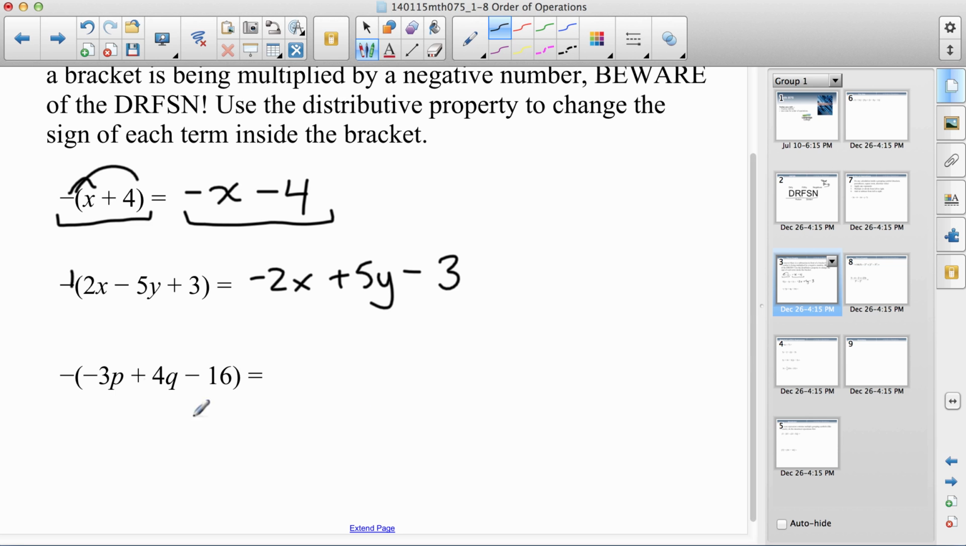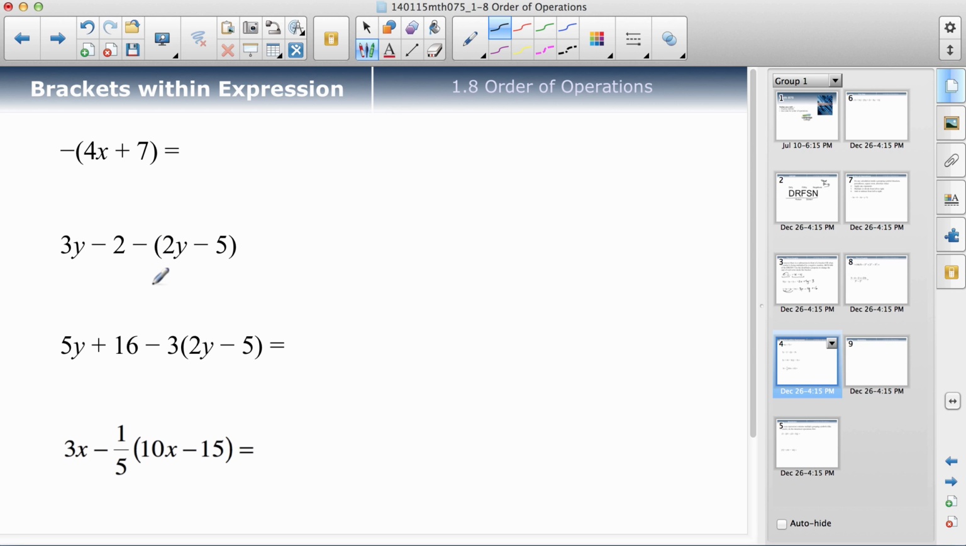So this last one, apply that in, that'd be a positive 3p, a negative 4q, and a positive 16. Hopefully when you get doing them, it just becomes natural how you do that. Notice now that there was just a negative sign in front of the bracket, but we also need to be able to do that within an expression like these.